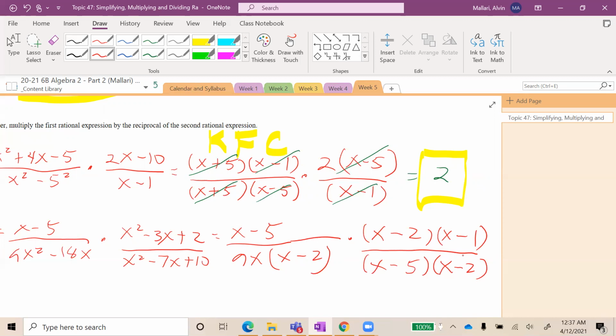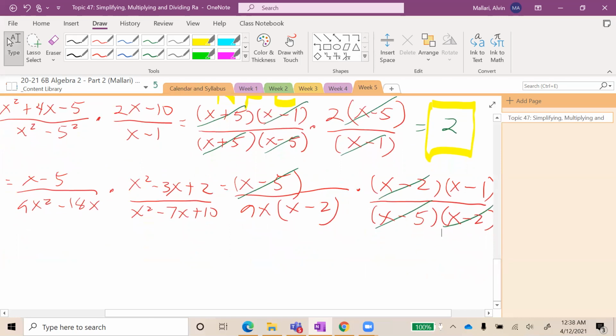Okay, now let's cancel out any common factors in here. So we have x minus 5 divided by x minus 5, which is equal to 1. And we also have x minus 2 divided by x minus 2. Okay. So what remains in here is simply x minus 1 and 9x times x minus 2.